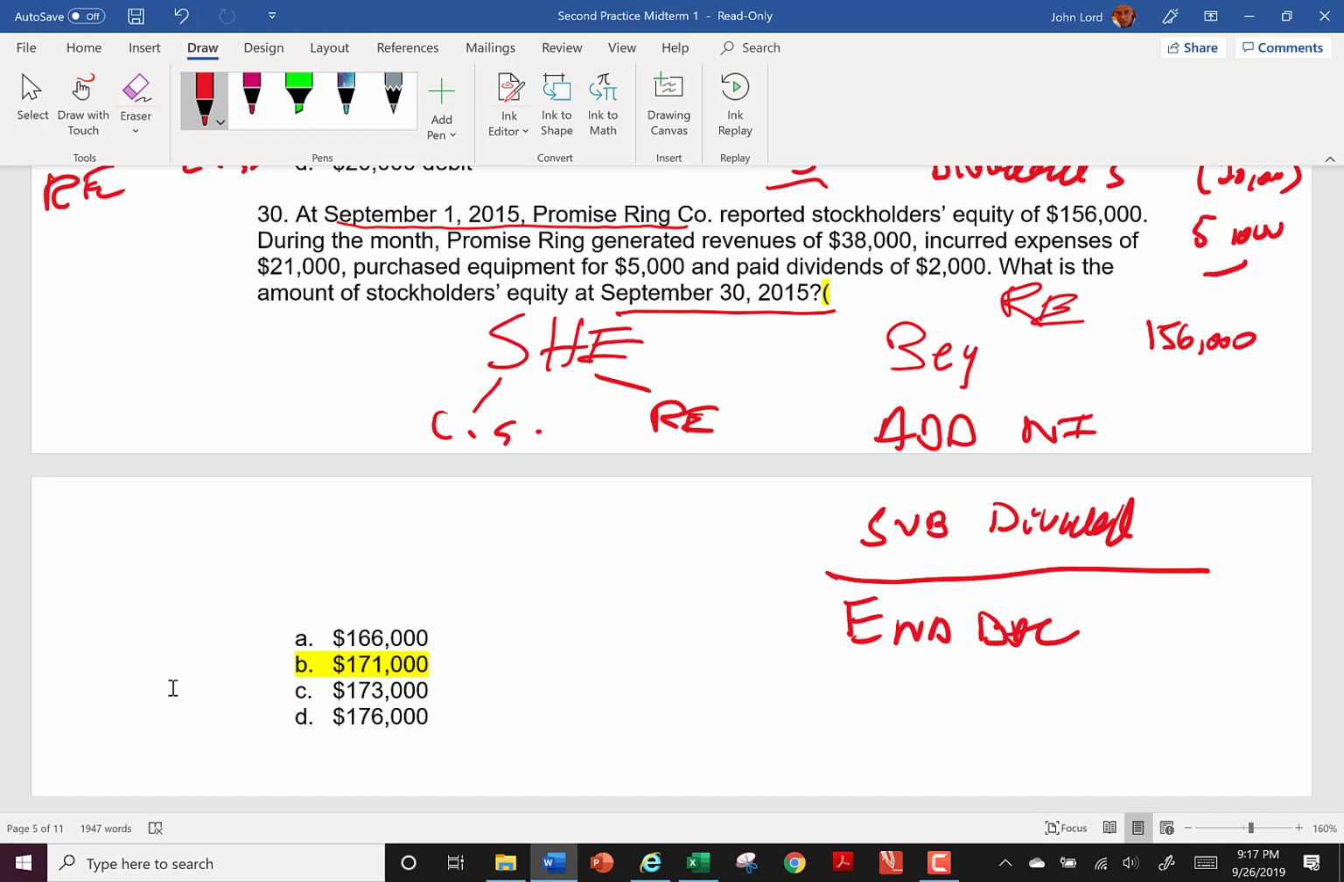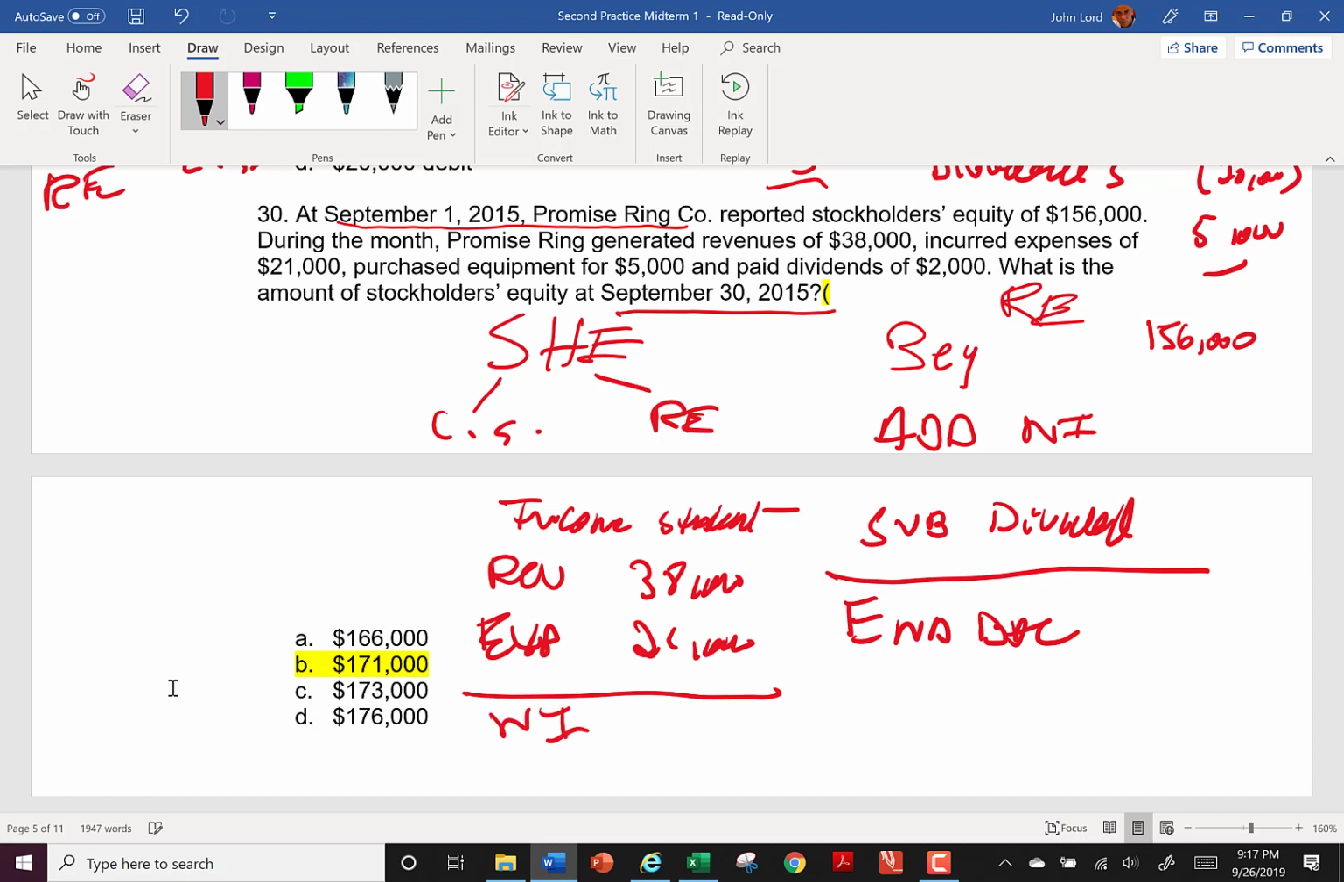Then I have to add net income. How do I calculate net income? On my income statement. Good. Income statement, and the income statement shows what? Shows revenue. How much is my revenue? 38,000. How much are my expenses? My expenses are 21,000. So I have net income, what is that? 17,000? Net income is 17,000. Revenue minus expenses. Net income is 17,000.